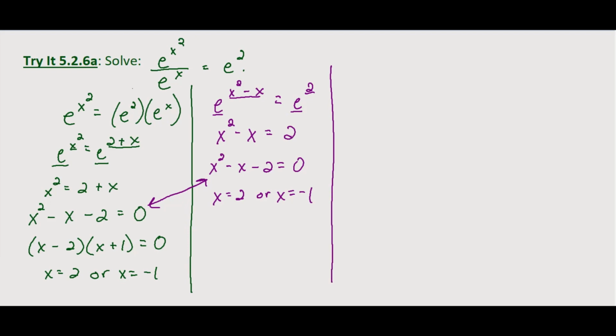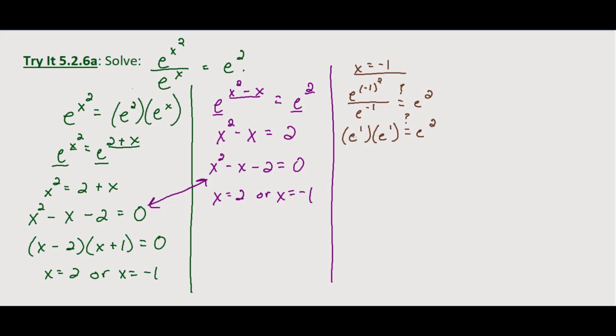And now we'll go ahead and use our typical means of checking, and that's substituting into the original equation. So when x equals negative 1, we have e to the negative 1 squared over e to the negative 1. We want to know, does that equal e squared? Well, negative 1 squared is just 1, so this is e to the 1. Now we have e to the negative 1, that's going to come to the numerator and drop the negative, so that's going to be e to the 1 times e to the 1. Does that equal e squared?